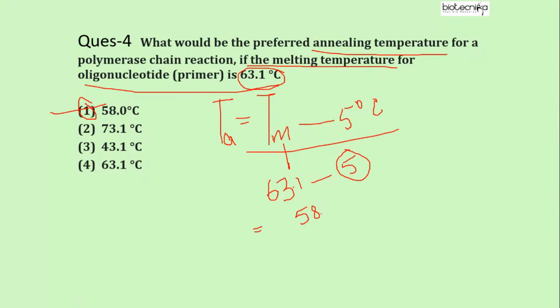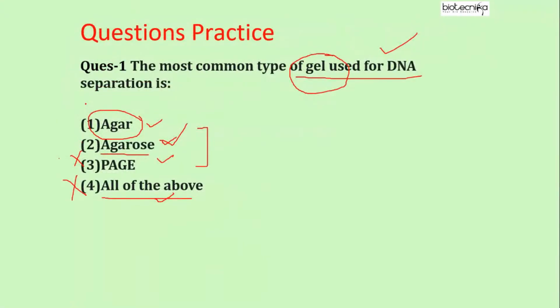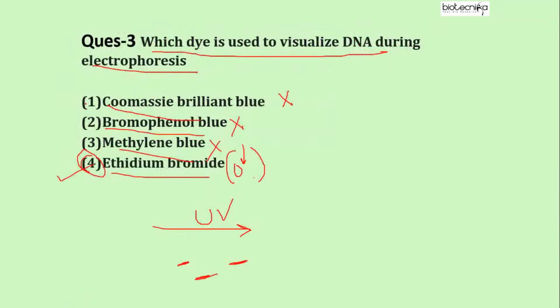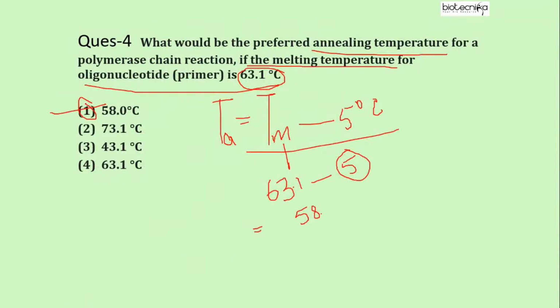I'm sure this topic is clear to everyone. We have also practiced numericals: what is the gel used for DNA separation, what are the steps for PCR, what is the dye used for DNA electrophoresis, and how to calculate the annealing temperature. But if it is asked the other way, if the annealing temperature is given and you have to calculate the melting temperature, it would be annealing temperature plus 5. That will give you the melting temperature. If you have any query, you may ask here.